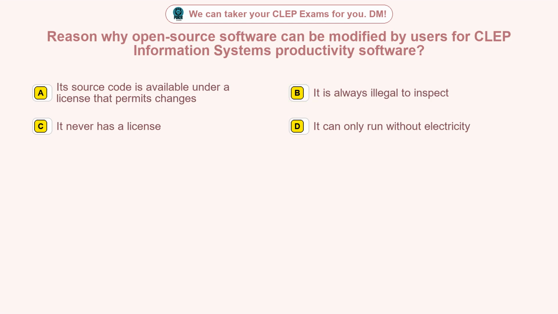Question 93. Reason why open-source software can be modified by users for CLEP Information Systems productivity software. Option A. Its source code is available under a license that permits changes.